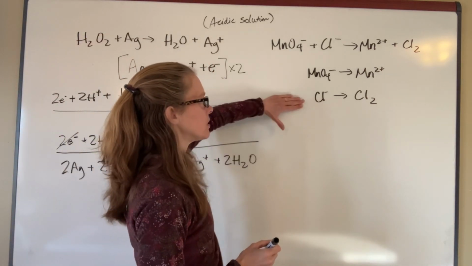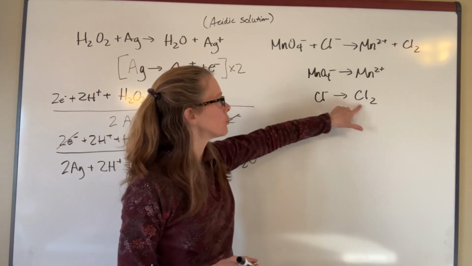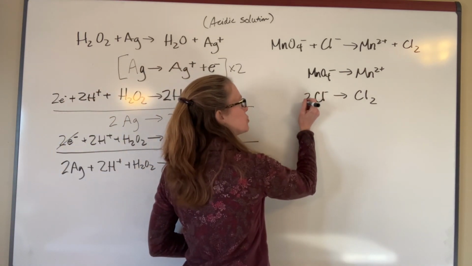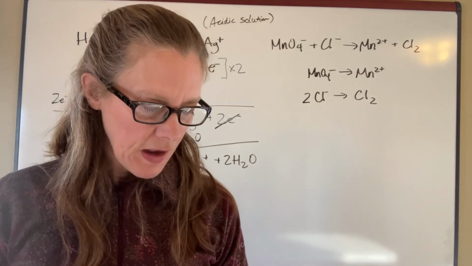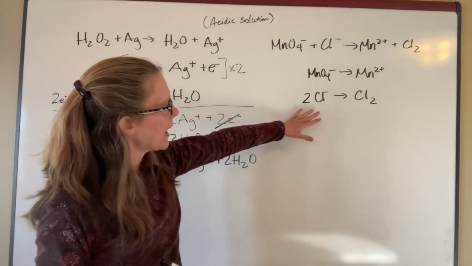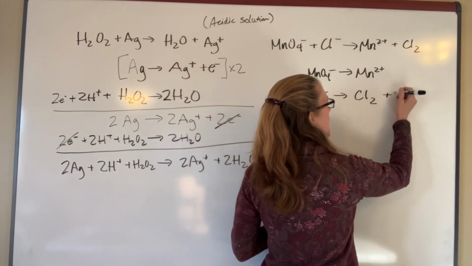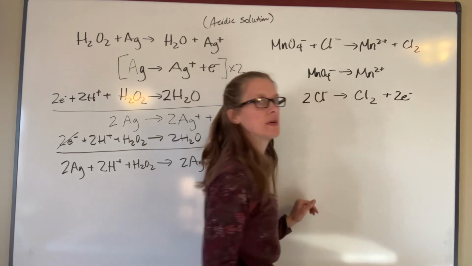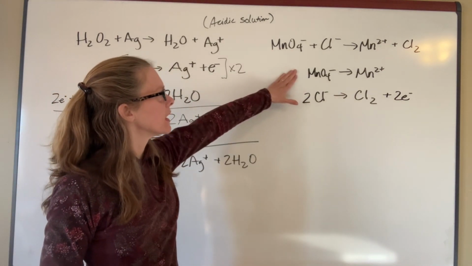And so I'm actually going to do this second half reaction first because it's a little bit easier. So I have 2 chlorines on this side. I need 2 chlorines on that side. Then I'm going to balance the charge by adding electrons. So I've got a -2 on this side, and I'm going to need to add 2 electrons on this side. Okay. Now we'll look up here.